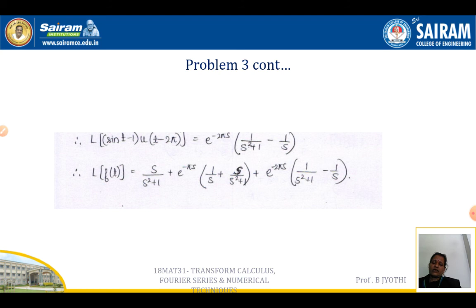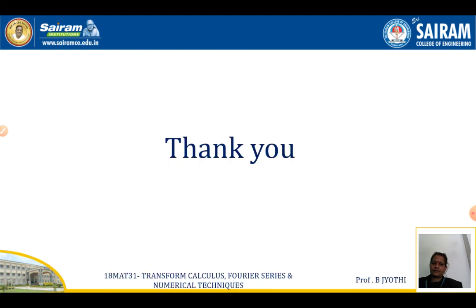Therefore, L of f of t is s by s square plus 1 plus e power minus pi s into 1 by s plus s by s square plus 1 plus e power minus 2 pi s into 1 by s square plus 1 minus 1 by s. Because we know that the Laplace transform of sin t is 1 by s square plus 1 and of 1 is 1 by s. So into u of t minus 2 pi will be e power minus 2 pi s. So that gives us the result as this combination of all these three. Thank you.